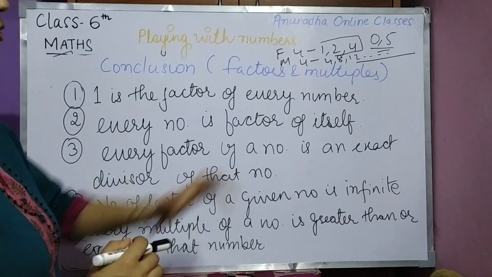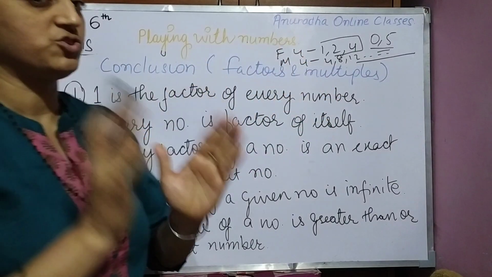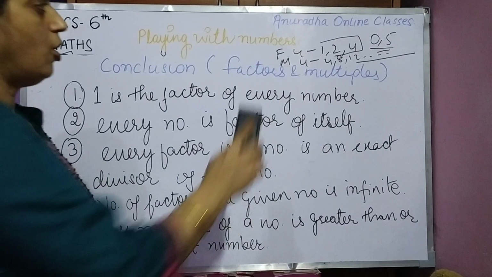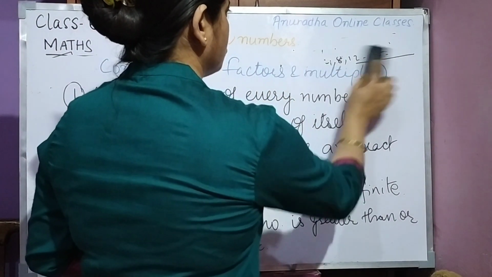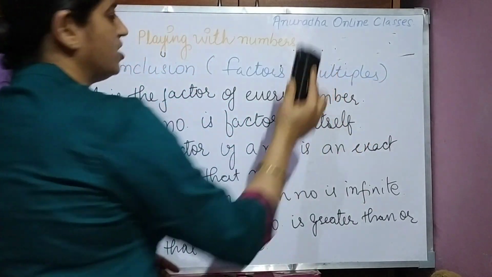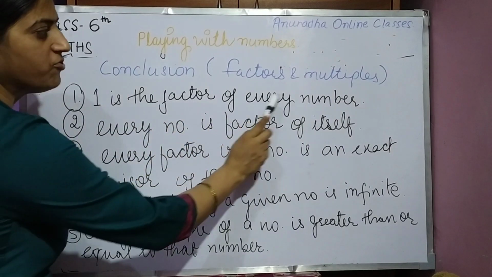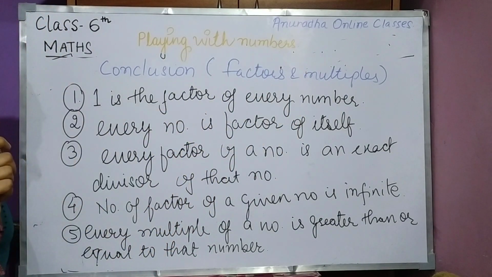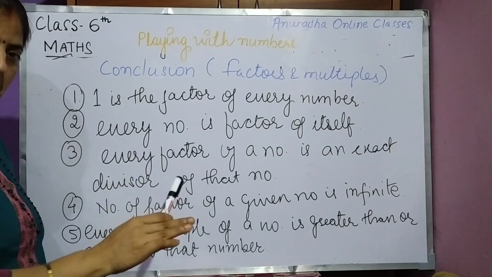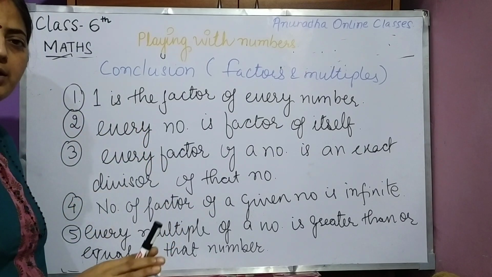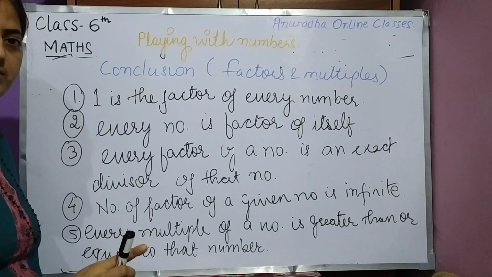So let us conclude about factors and multiples. Some features are there of factors and multiples. Let us conclude that. So let us come to the first point. 1 is the factor of every number, whatever the number will be. 1 is the factor of that number. Any number is having 1 as its factor.